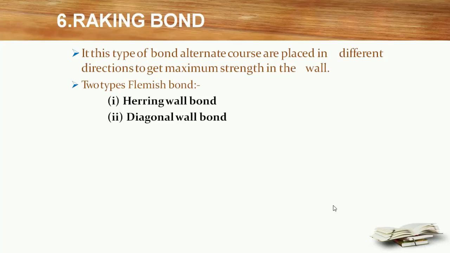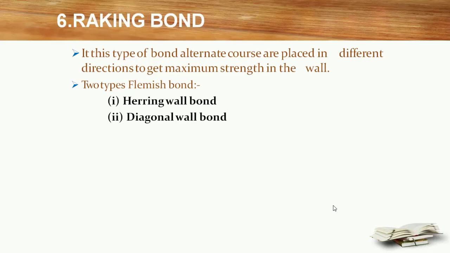Basically, very thick walls have fewer stretchers and more headers, which reduce the longitudinal stiffness of the wall. To overcome this defect, racking bonds are used. Racking courses are to be used at a certain interval along the height of the wall. The racking bond is of the following two types. First is the herringbone bond, and another one is the diagonal bond.